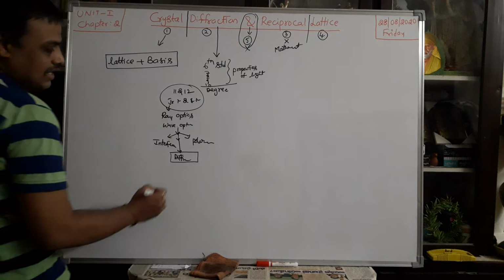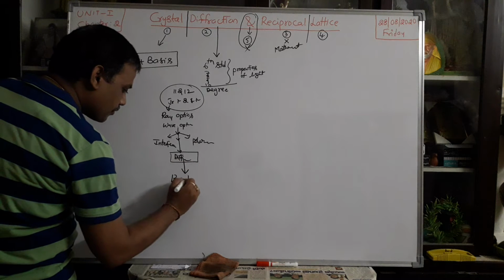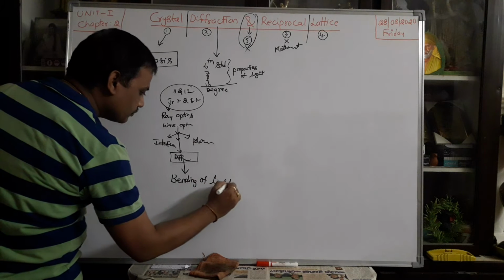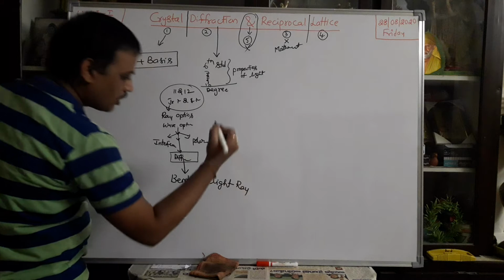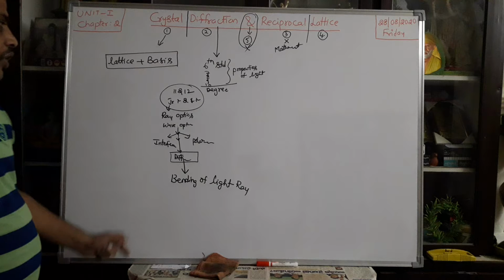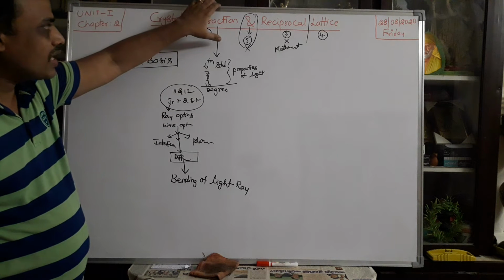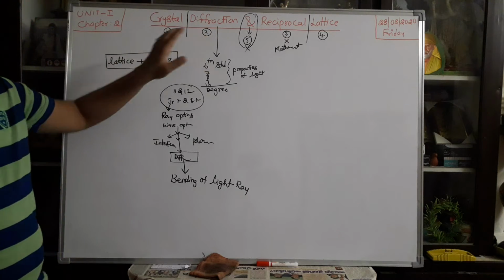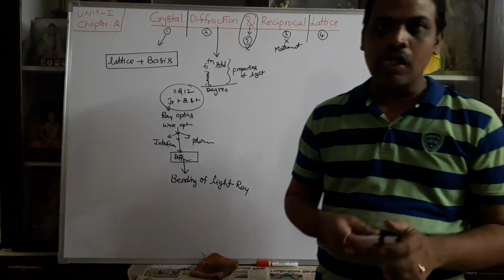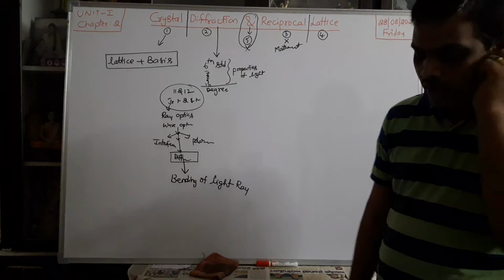What is the basic definition of diffraction? Diffraction is nothing but bending of light rays. That bending phenomenon is called diffraction. Here also diffraction is mentioned. So diffraction is a phenomenon of light. What is that phenomenon? The phenomenon of light is nothing but you can take the bending.